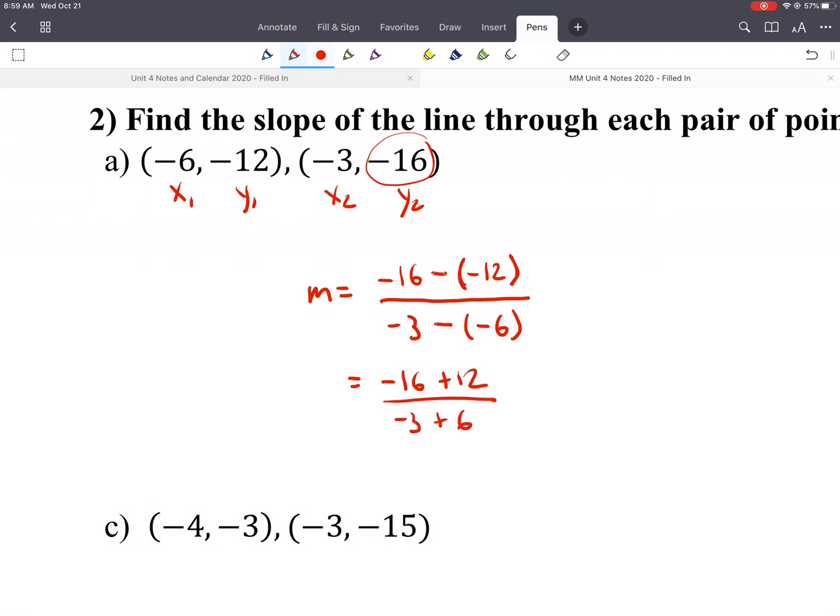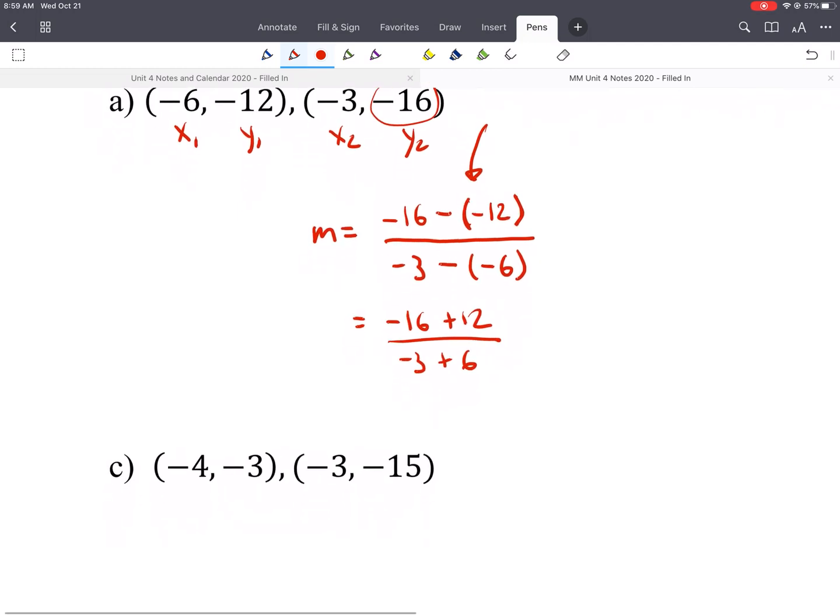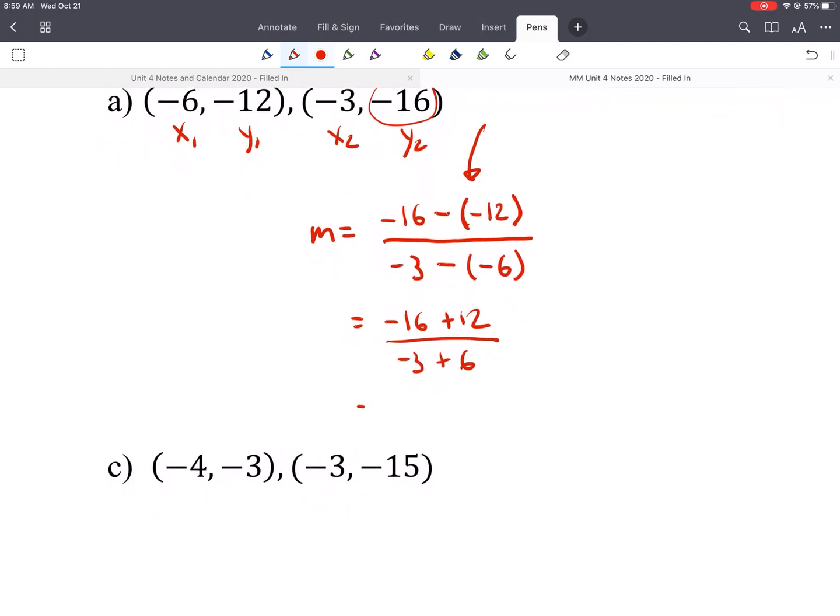So again, please, and this is probably the only mistake that I see, like 95% of the mistakes are this: not having it as a double negative. All right, so now we'll just simplify that. Negative 16 plus 12 gives you a negative 4. And negative 3 plus 6 gives us a positive 3. So our slope here is negative 4/3.